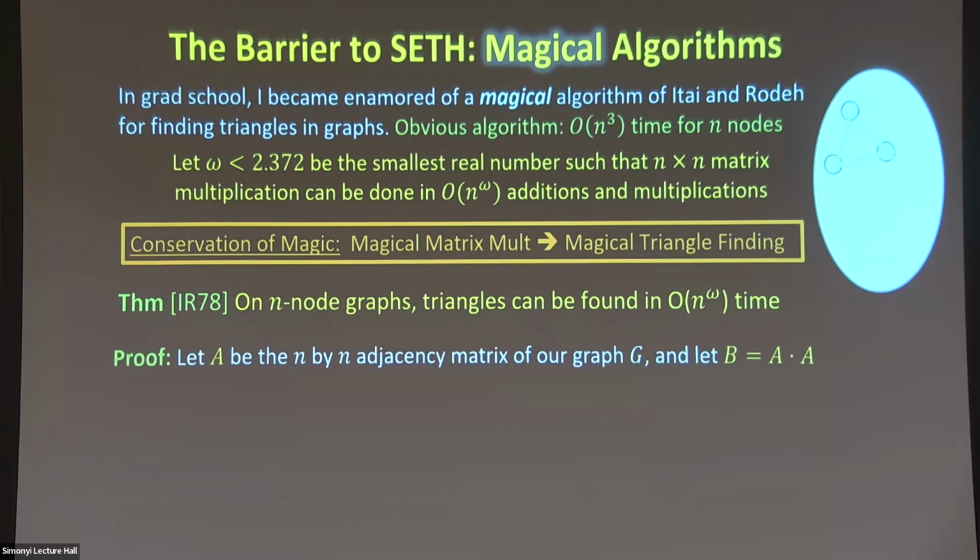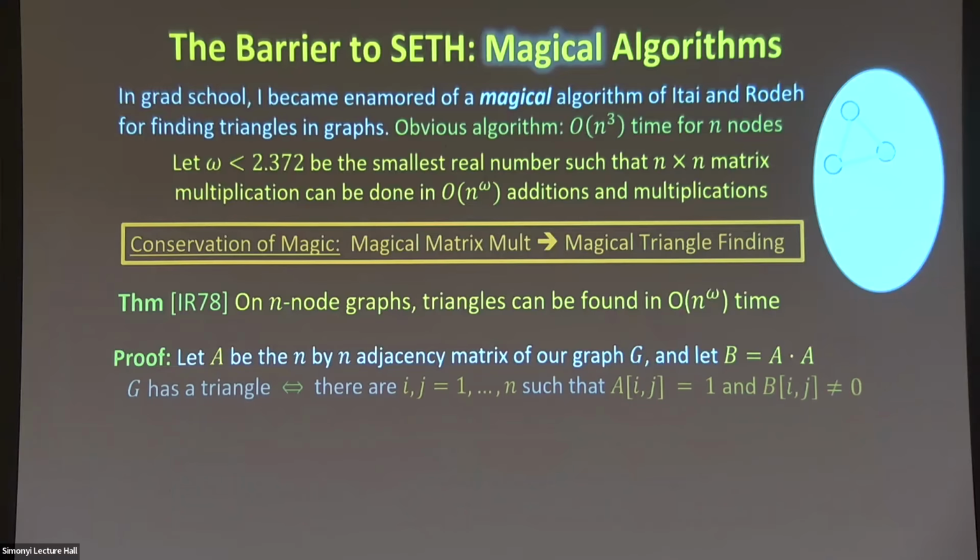Okay. So here is a very, very simple proof. Let A be the adjacency matrix of the graph, and let B be the product of the adjacency matrix with itself. And the observation is that this graph G has a triangle if and only if there's some i,j so that A_ij is 1, there's an edge between i and j, and the product is non-zero in entry ij.